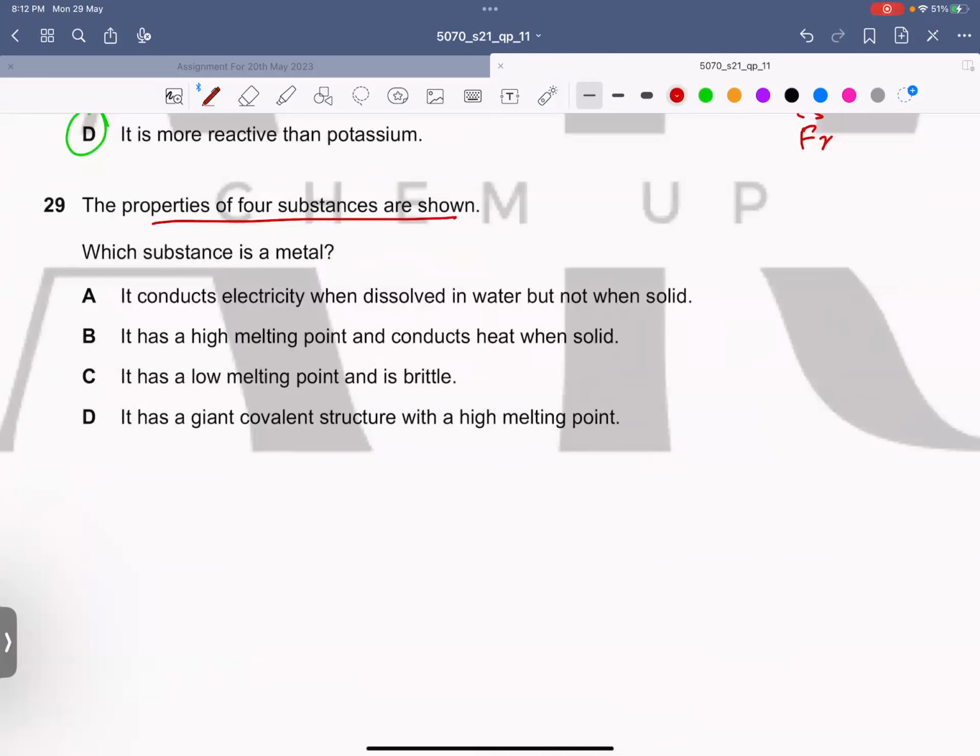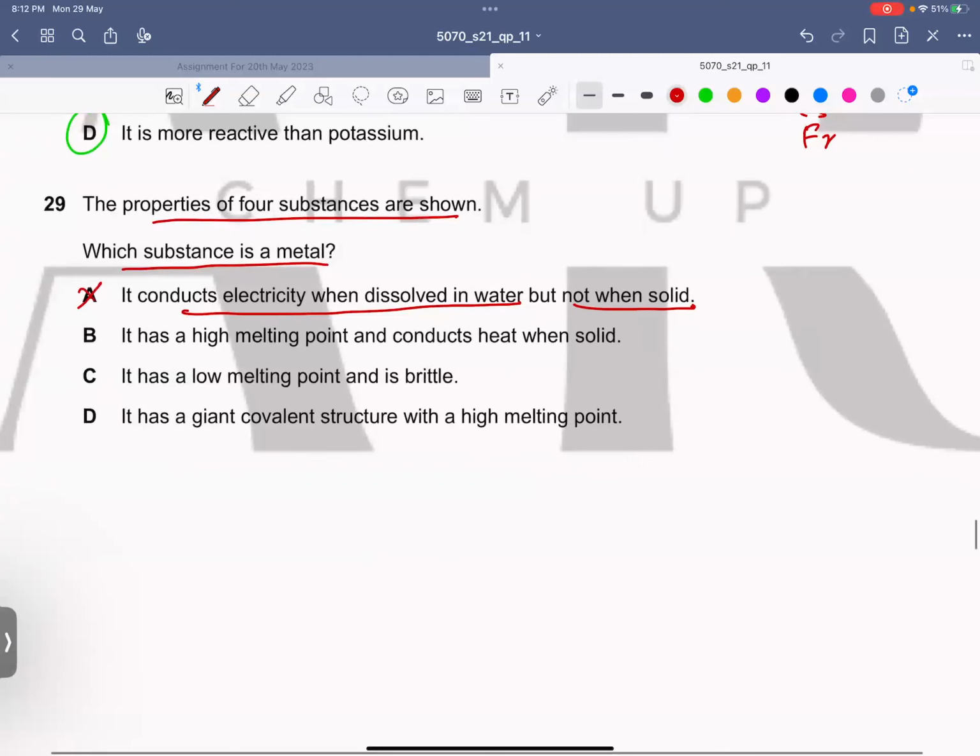The properties of question number 29. The properties of four substances are shown. Which substance is a metal? It conducts electricity when dissolved in water, but not when solid, so it's not a metal. It has a high melting point and conducts heat when solid.